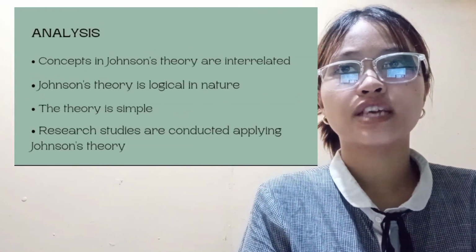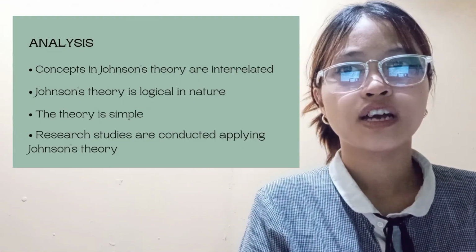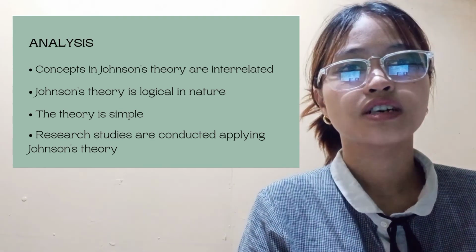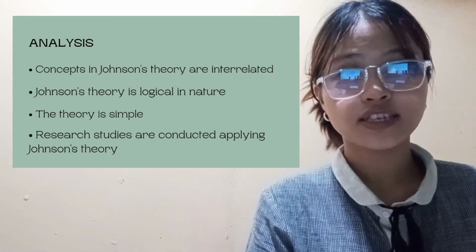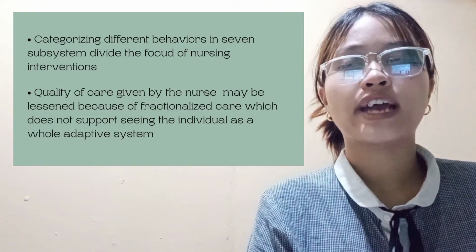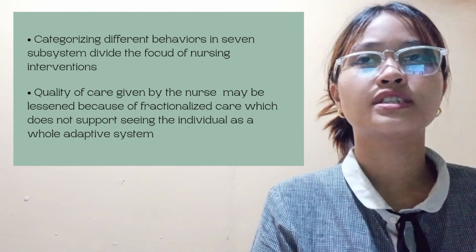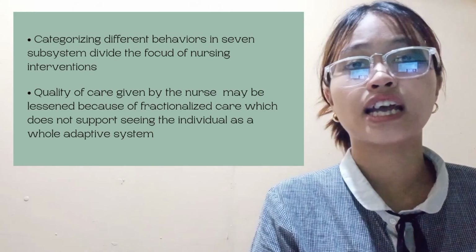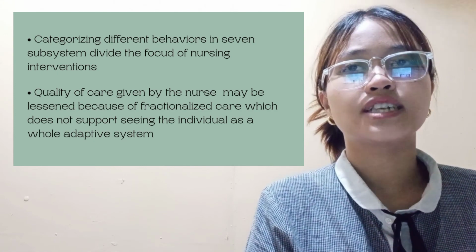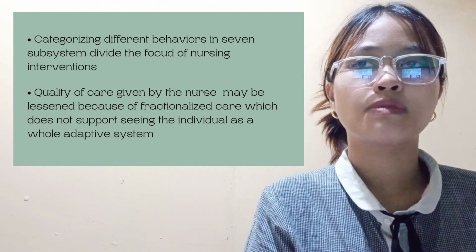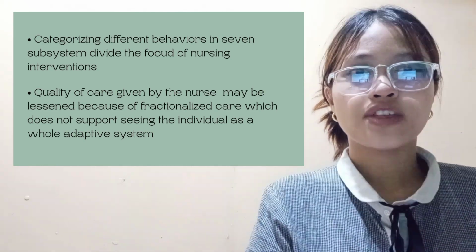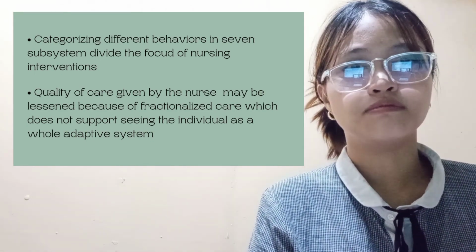Analysis: the concepts in Johnson's theory are interrelated. Johnson's theory is logical in nature and the theory is simple. Research studies are conducted applying Johnson's theory, categorizing different behaviors in 7 subsystems, which divides the focus of nursing interventions. Part of the analysis also is that the quality of care given by the nurse may be lessened because of fractionalized care, which does not support seeing the individual as a whole adaptive system.